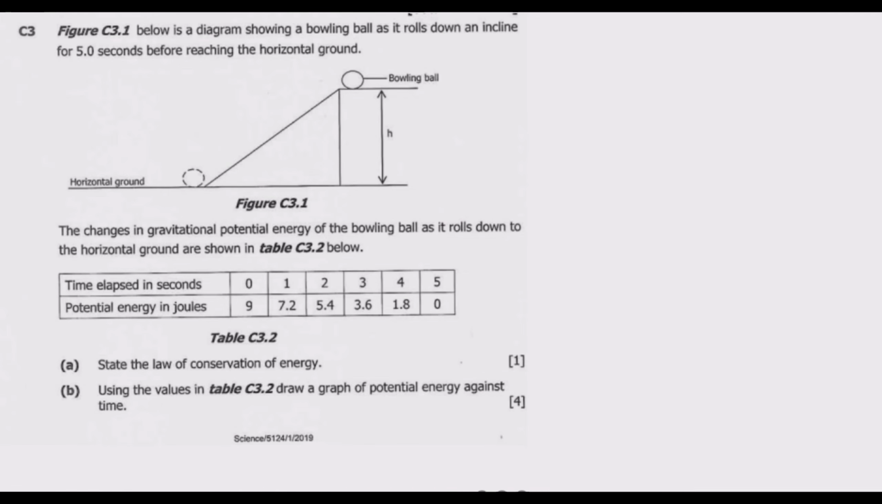Let us look at question C3. Figure C3.1 below is a diagram showing a bowling ball as it rolls down the incline for 5 seconds before reaching the horizontal ground. The changes in the gravitational potential energy of the bowling ball as it rolls down to the horizontal ground are shown in table 3.2 below. So we have time elapsed in seconds, then we have potential energy in joules. So time is ranging from 0 to 5 seconds, then potential energy from 9 to 0 joules.